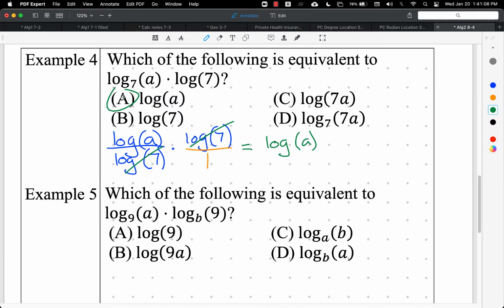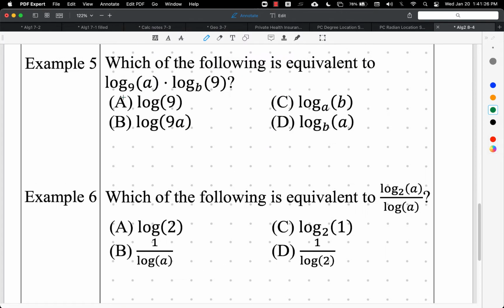Cool. Good job. And it's going to be the same thing every single time. If you have a weird base that you have no idea how to deal with, use the change of base formula. Get rid of that weird base. So log base 7 of A, 7 is a weird base. Get rid of it by change of base formula. Questions?